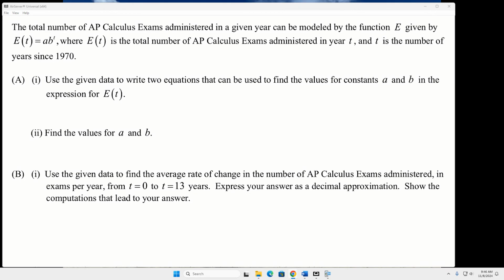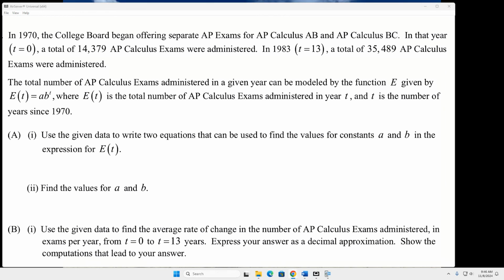All right, so A is going to be pretty much the same no matter what type of function it is. The only difference is whenever it's quadratic, this will say 3 equations. All the other types are going to say 2. I feel like you know how to do this. Using the information about the number of exams in certain years, go ahead and do A1 on your own, please.